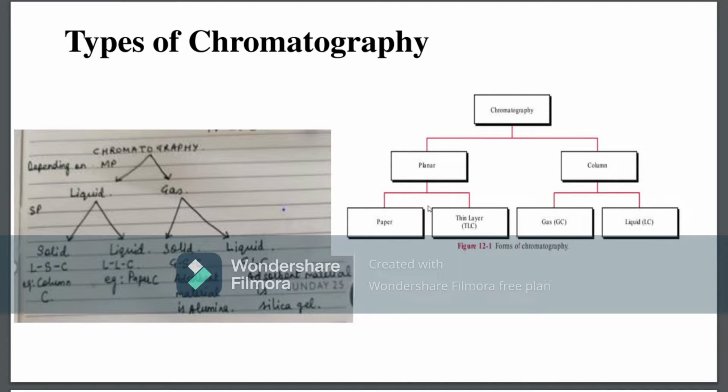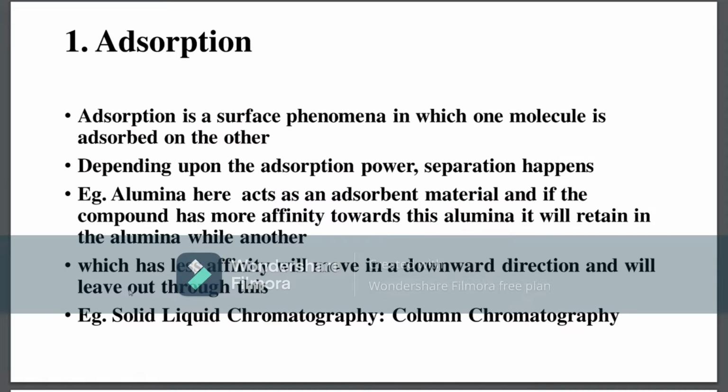This is again a different classification of chromatography, based on the chromatographic bed shape. We can divide it into planar and column chromatography. Under planar, there are paper chromatography and thin layer chromatography. In the same way, an example of liquid solid chromatography is column chromatography, and liquid liquid chromatography is paper chromatography. We can ask you to give an example of liquid liquid chromatography. It is paper chromatography.